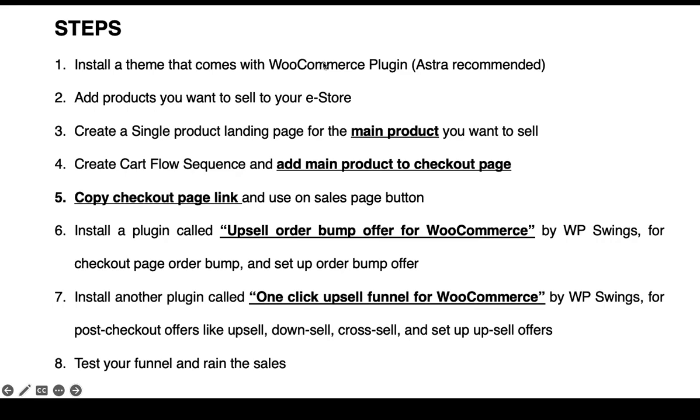So you should install the WooCommerce plugin on your website, or you can just go ahead and install the Astra theme. This Astra theme comes with the WooCommerce plugin and some other plugins that would help your WooCommerce function effectively, particularly this CartFlows. As you can see on step number 4, we have something like create CartFlows sequence. This CartFlows is like a plugin that comes when you install this Astra theme.